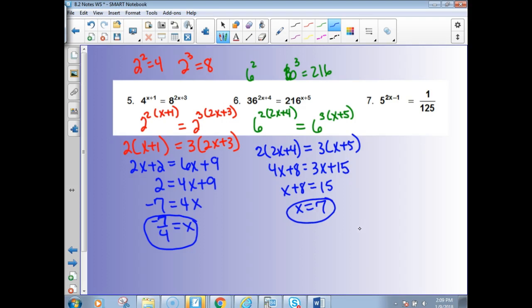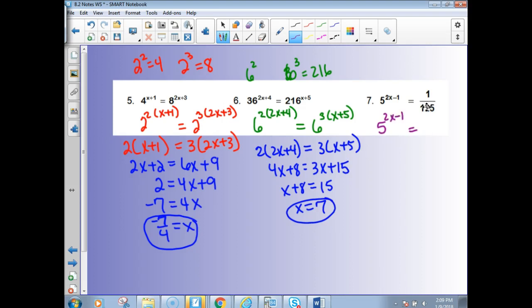Yes? Okay, I got 7. All right, great. What base? I think the number 7 is a little obvious about what base we're going to have to use. 5. Yeah, you can't change the left. 5 to the 2x minus 1.